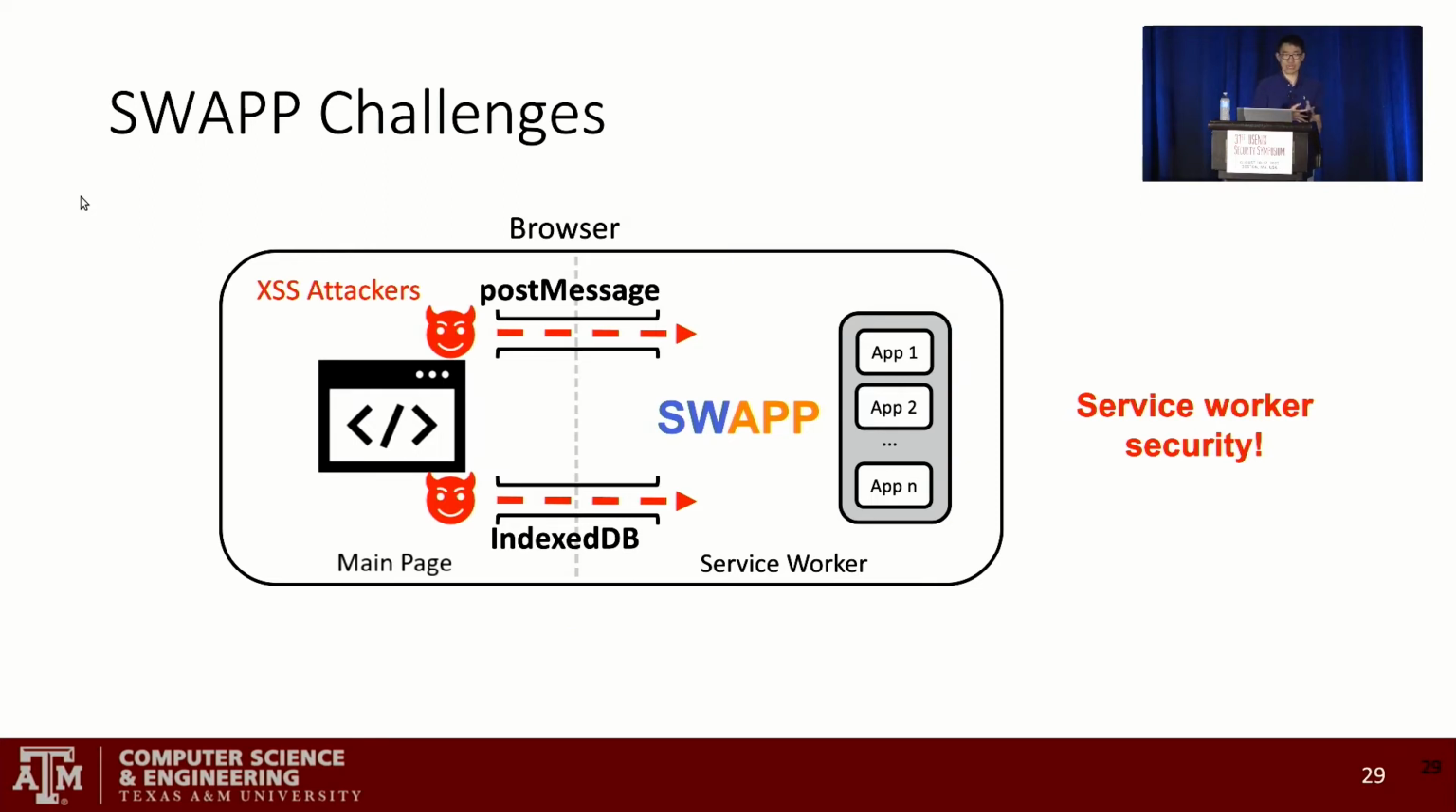Suppose there's a cross-site scripting attacker, which, as we know, is the most prevalent attack, then SWAPP and the service worker are no longer safe in this case. So as part of the SWAPP design, we have to enhance these channels and prevent attacks from a cross-site scripting attacker. Please refer to the paper for more details regarding this challenge and the other challenge.